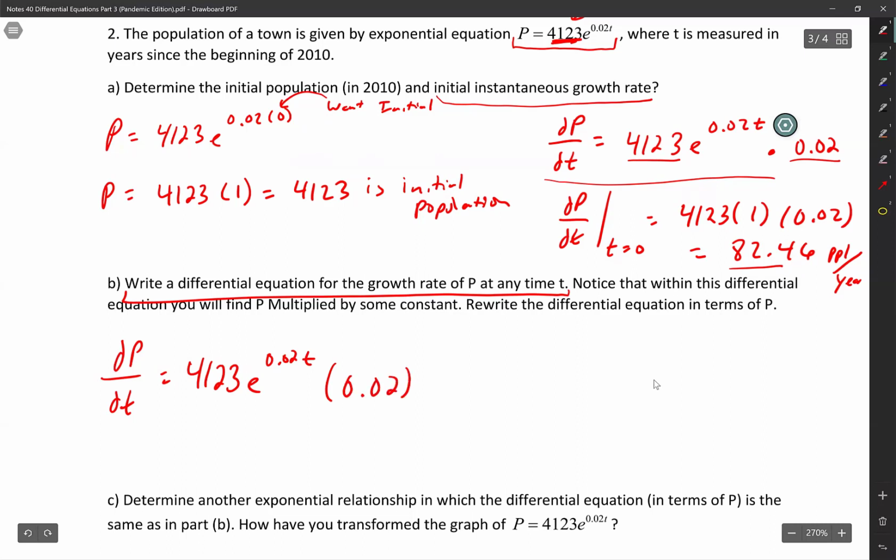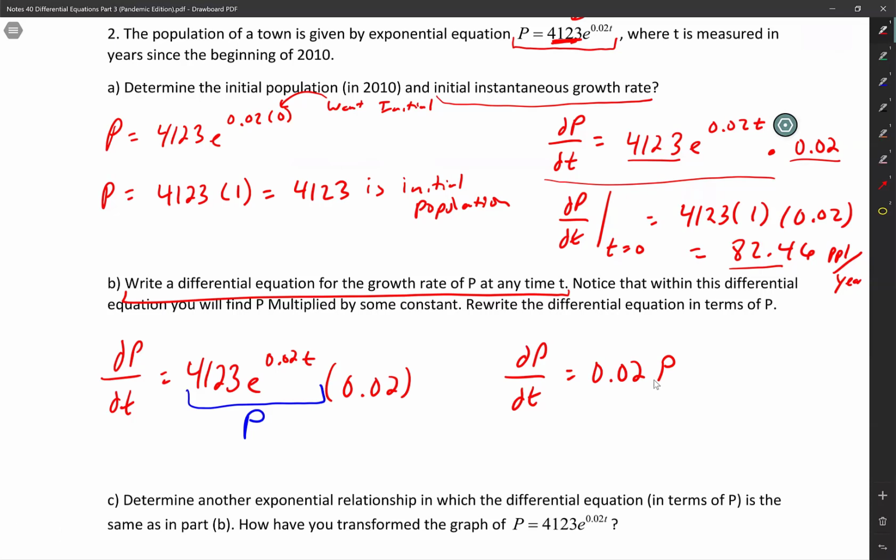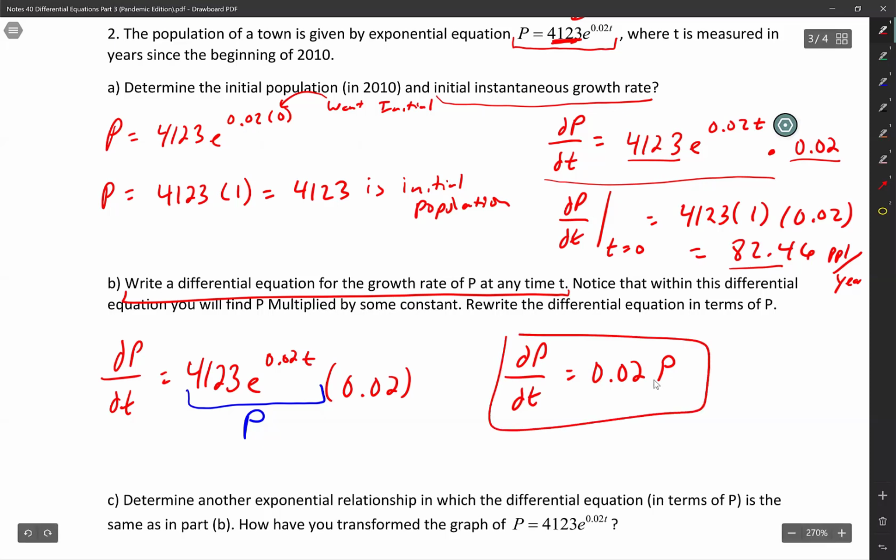And then it says, notice that within this differential equation, you will find P multiplied by some constant. Yeah, I see that. This is P. Rewrite the differential equation in terms of P. So dP/dt is equal to 0.02 times P. All right, here we go. I rewrote it.